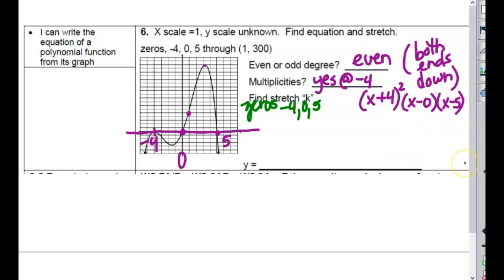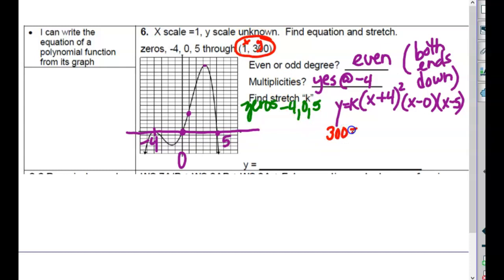Okay. Anybody lost yet? It had a 0 at negative 4, 0, and 5. So we write x minus negative 4, which turns into plus 4, x minus 0, and x minus 5. All right, then we have to find the stretch. So we have y equals k times all this. What is the point they gave us? The extra point they gave us is 1, 300. So we're going to put this in for x and this in for y.